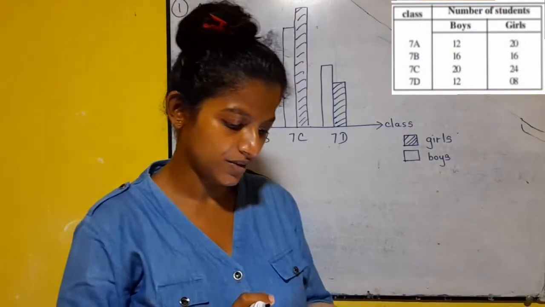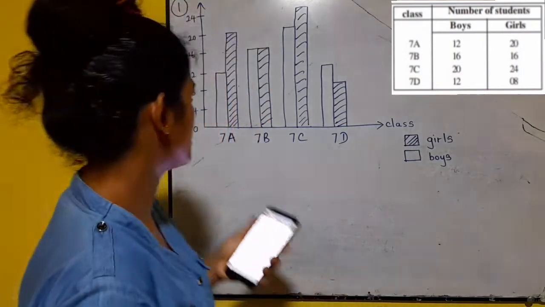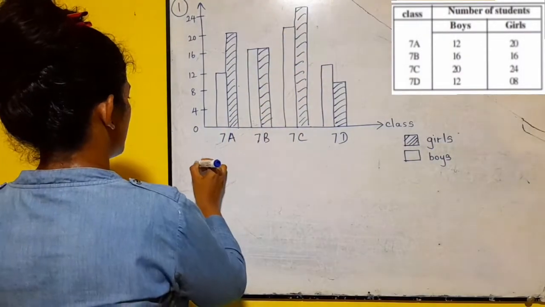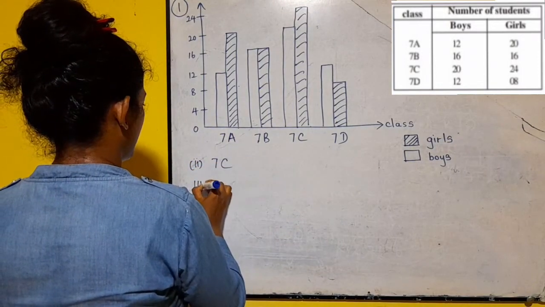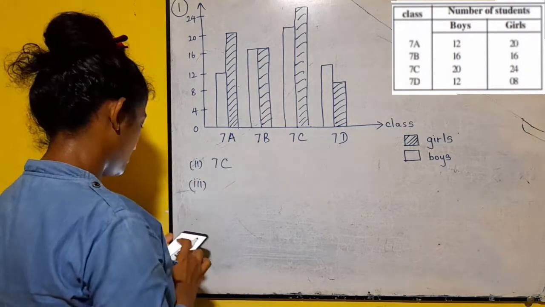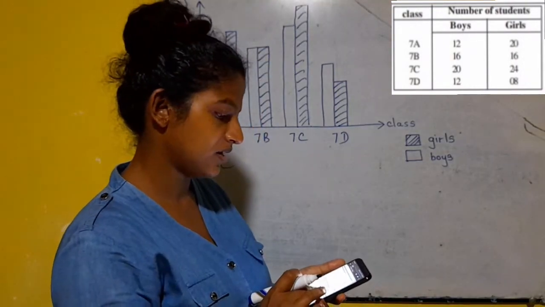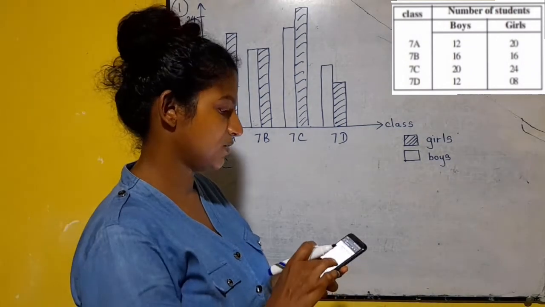Then second question, which class has the most number of students? 7C is the maximum value. So 7C for question number 2. Third one. How many girls in total are there in all 4 classes?